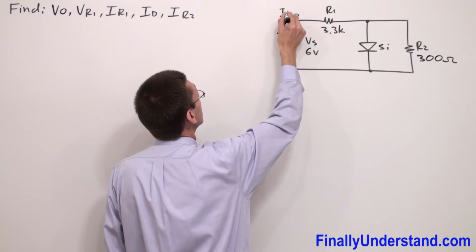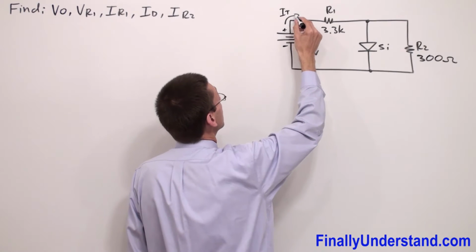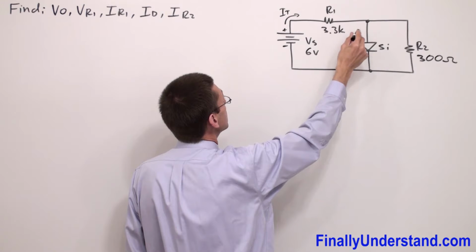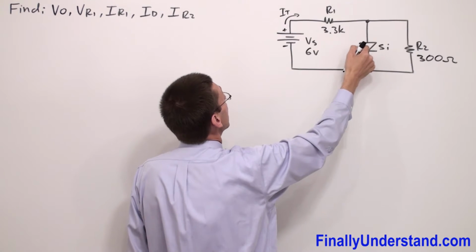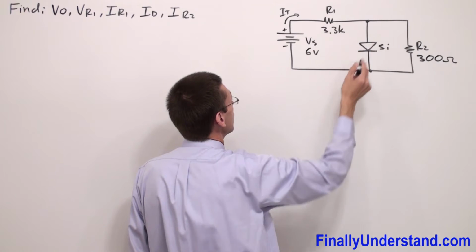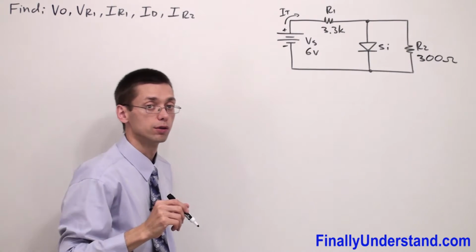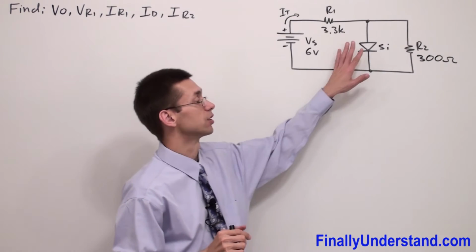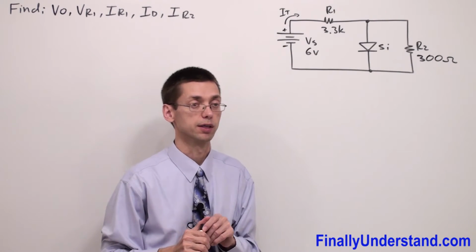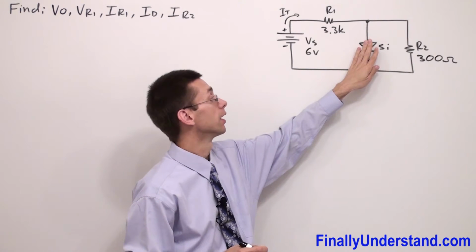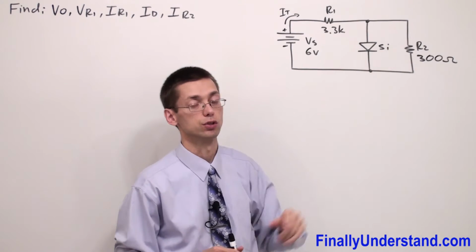This is my I total, and the direction of the current is exactly the same as the arrowhead of the diode symbol. So theoretically, this diode must be on. But before we say that it is on, we're supposed to make a very simple test. At this moment, we are going to forget about the diode and find the voltage across resistor R2.